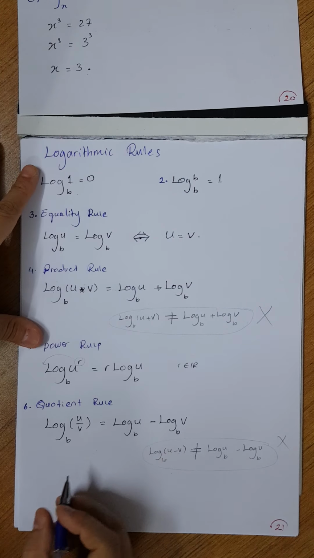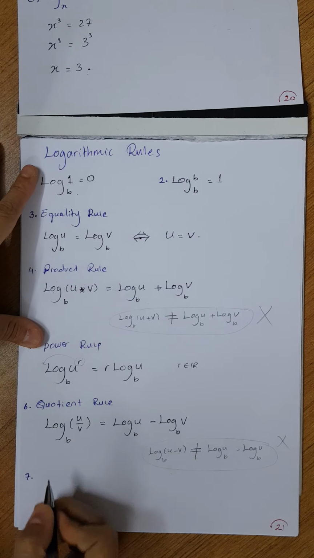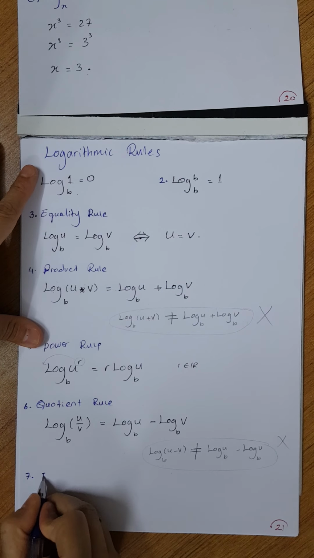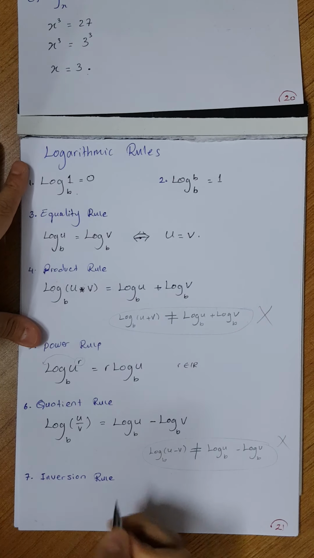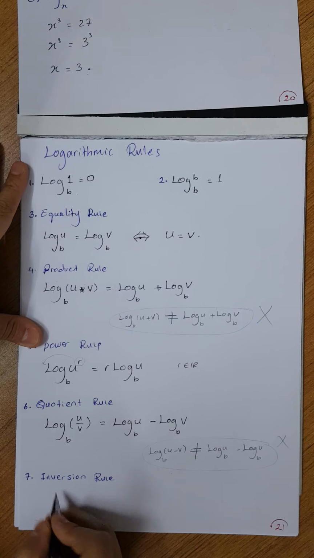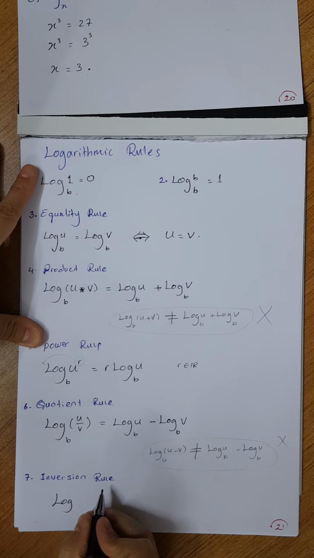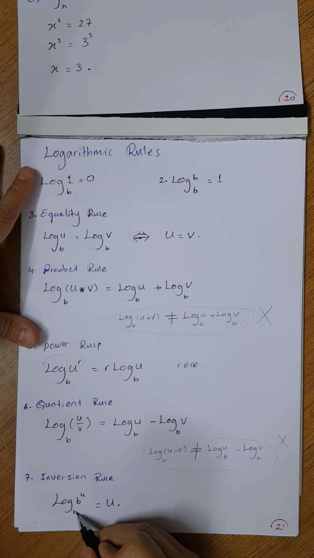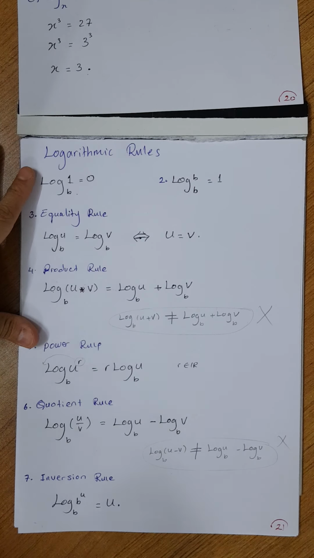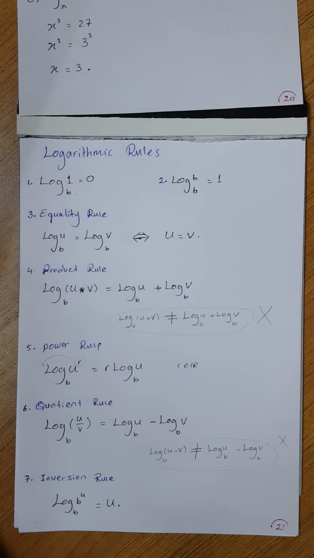We have the inversion rule, although we can conclude it from those things above. What do we have in the inversion rule? Logarithm of b to the power of u with the base of b is always equal to u. If the base and the base of the logarithm are equal to each other, and I have power of u, then the logarithm is equal to u. So we've got 7 rules for logarithms. Each one is of course useful in its position.